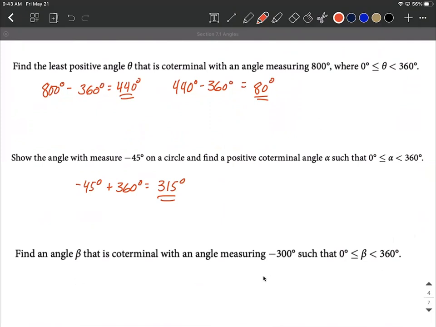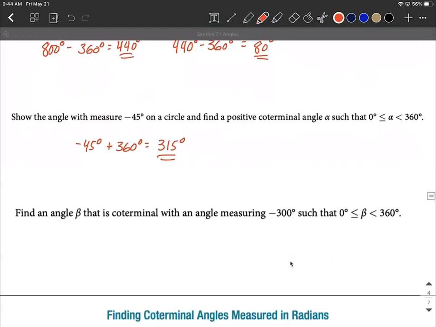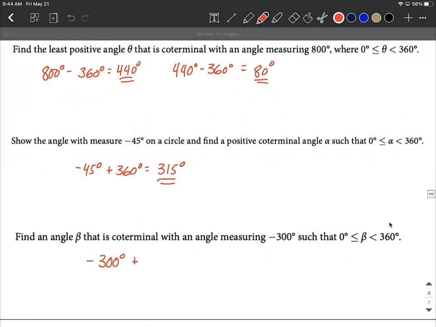One last one here. I guess we have another negative angle, beta, or we're trying to find beta that's going to be coterminal with negative 300 degrees. So we start with negative 300 degrees, but we need to find the coterminal angle between 0 and positive 360. So we're going to add 360 degrees, and we're going to get positive 60 degrees. That's going to be our coterminal angle, fits in this right range.